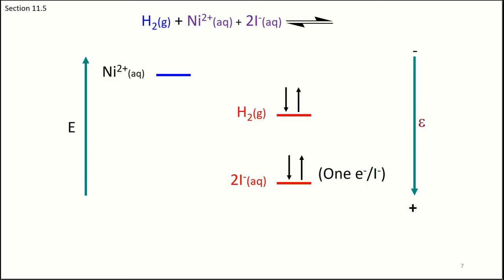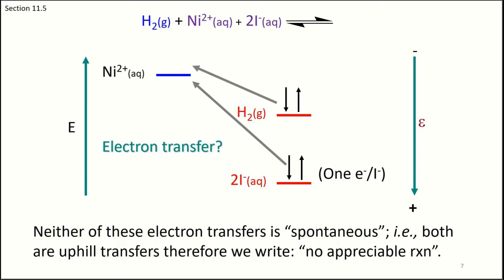So now that we've identified this, we want to see if we have any spontaneous movement of electrons. So what we actually have in this example is upwards movement from electrons of lower energy to an empty orbital that is higher in energy. So neither of these movements would be considered spontaneous. So this is an example of a reaction that has no spontaneous movement of electrons. And we could say that this results in no appreciable reaction, meaning that we do not have a spontaneous reaction.